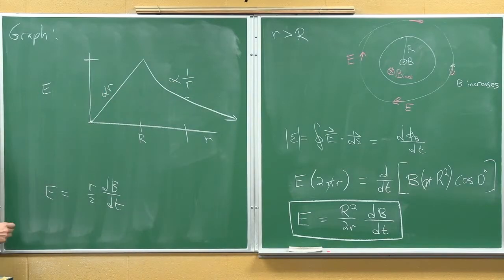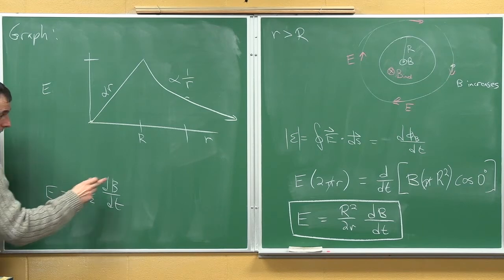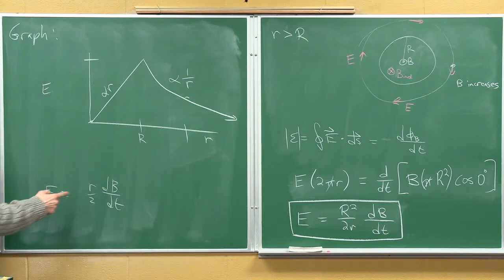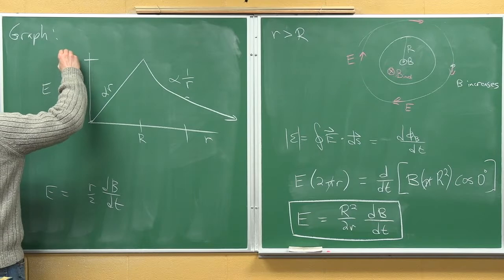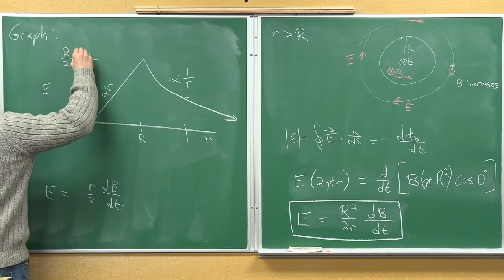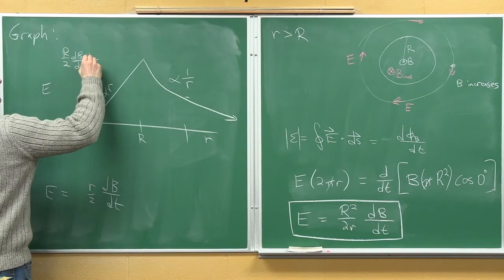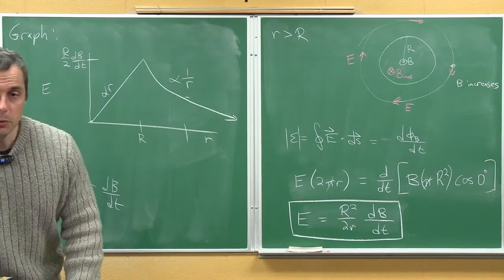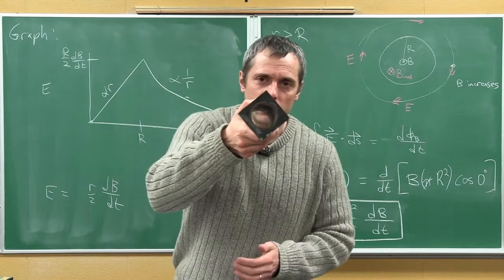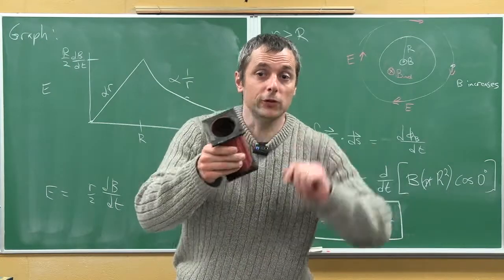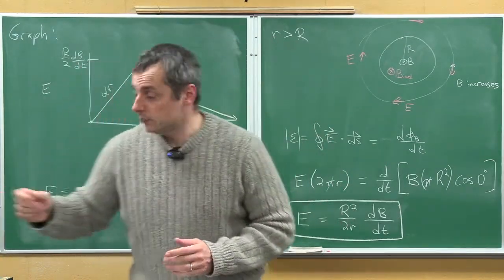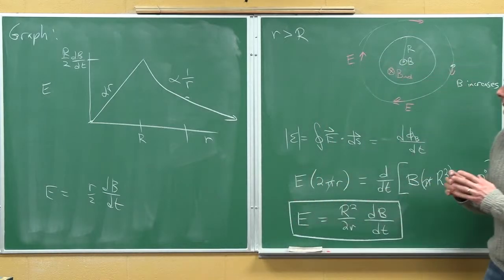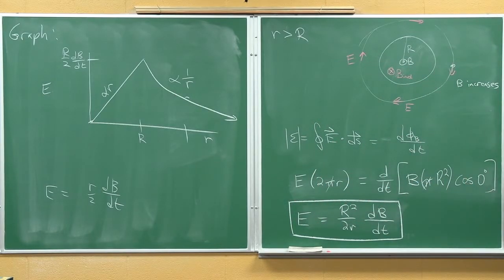The maximum value, I can either plug in capital R into this formula or into that formula over there. Easier over here. And we could say R over 2 dB dt is the electric field for all parts of the solenoid, both inside the solenoid and outside the solenoid. There it is. So let me create a pause to give you a moment to copy those notes down.